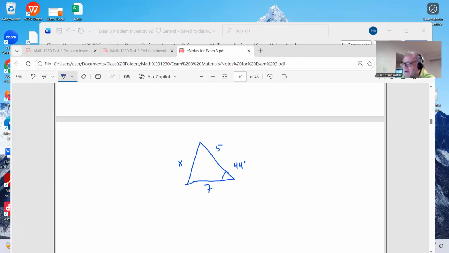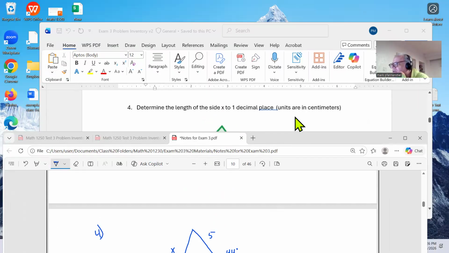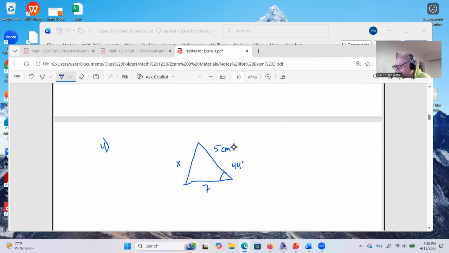We are going to be looking at problem number 4 here. We have a triangle where we have to determine the value of x, to one decimal place, and the units are in centimeters. We're going to assume that we have 5 centimeters here, 7 centimeters, and we're looking for one decimal place for our x here.